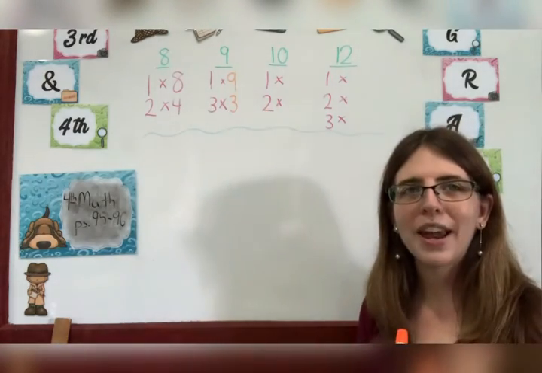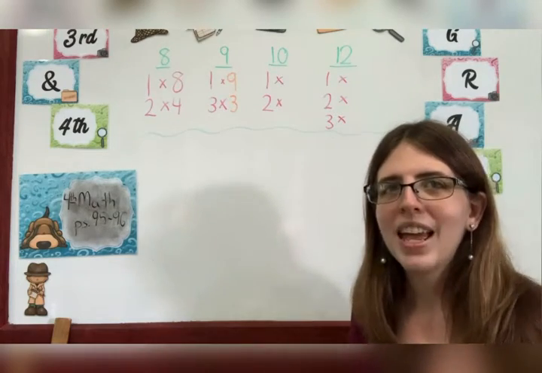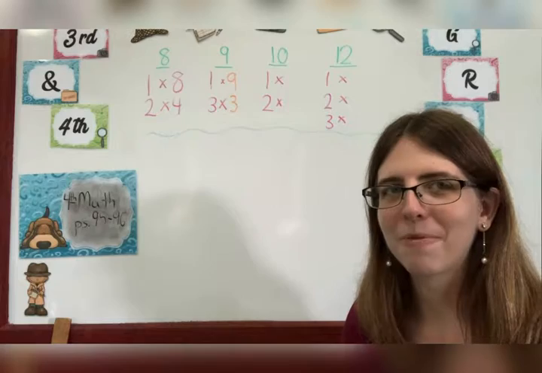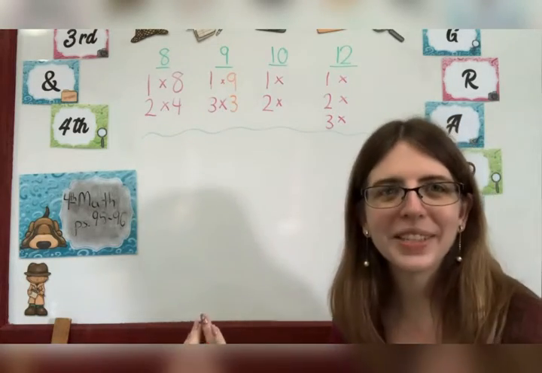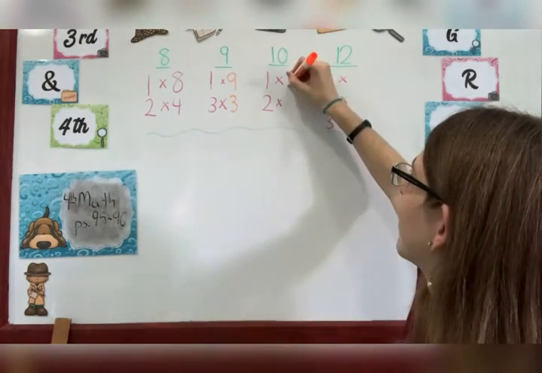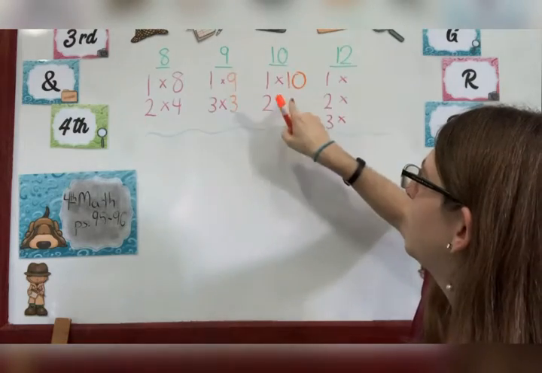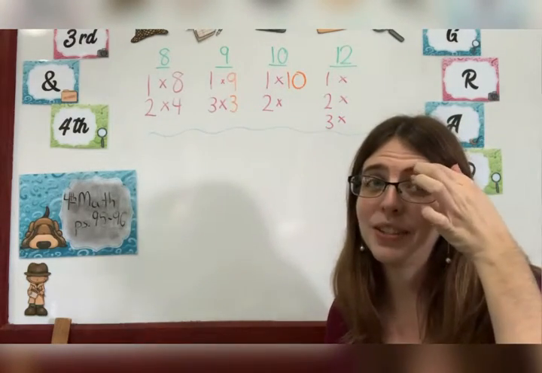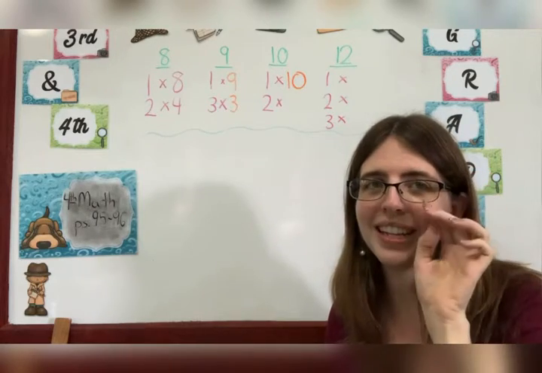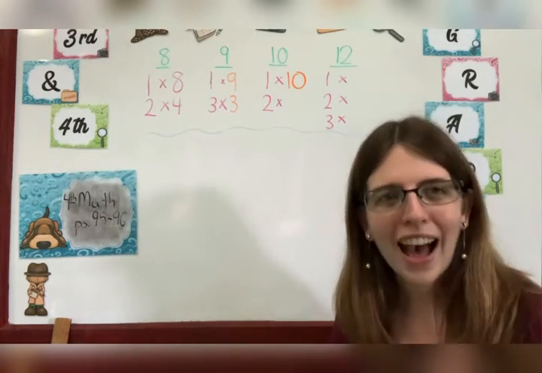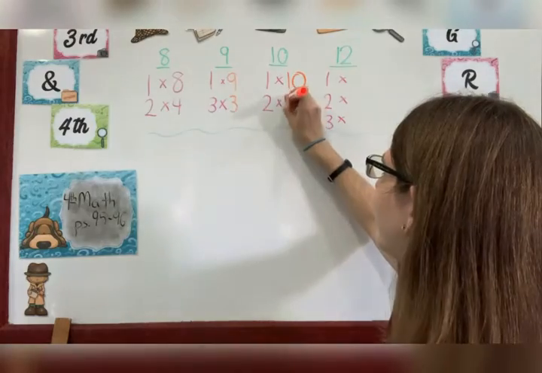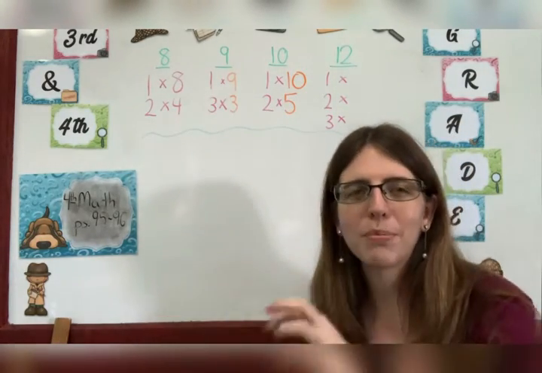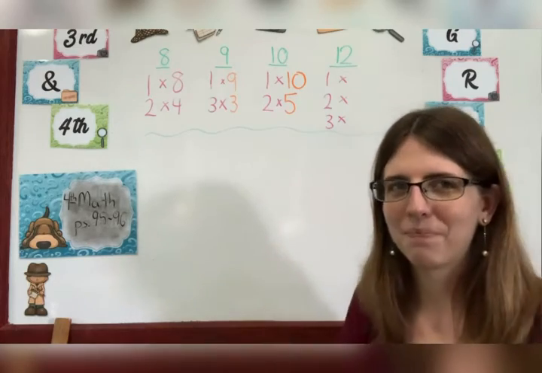So those are your pairs of factors for 9. How about for 10? 1 times what equals 10? 1 times 10, right? That's easy. And 2 times what? 10 divided by 2 is 5. Very good. That's it. Those are the only pairs of numbers that when you multiply them together equal 10.